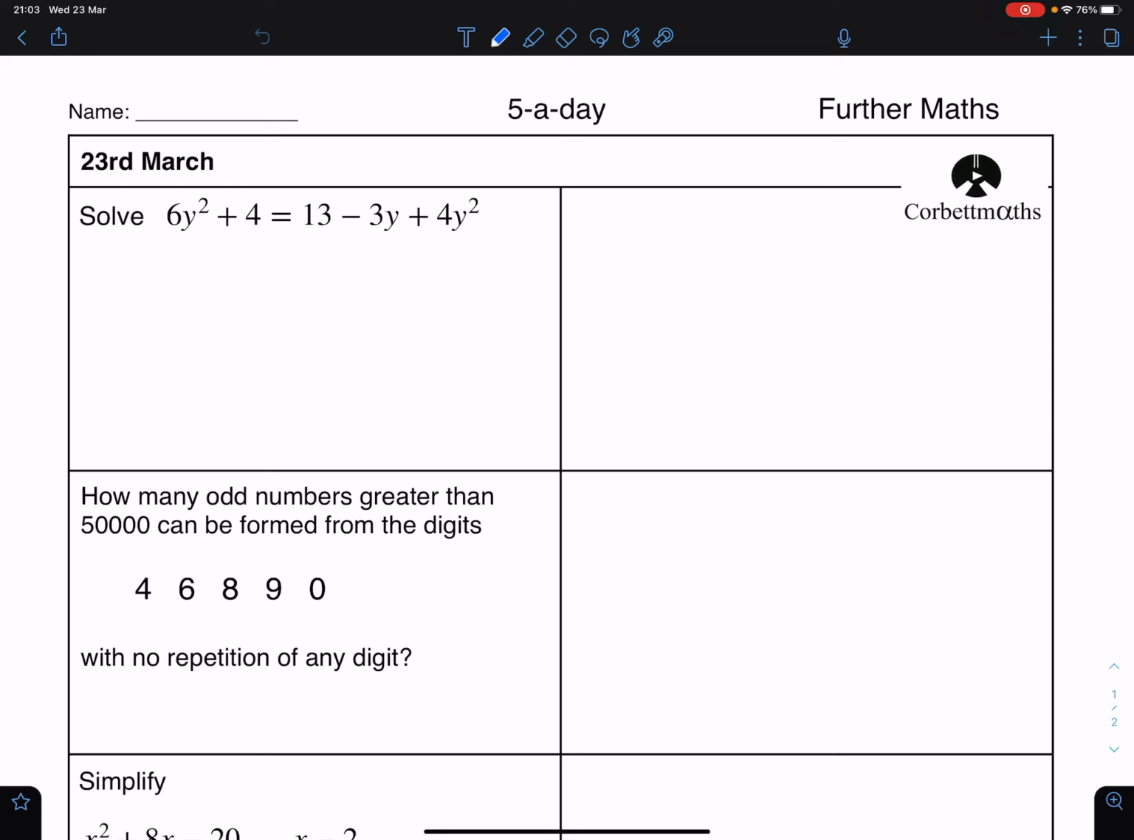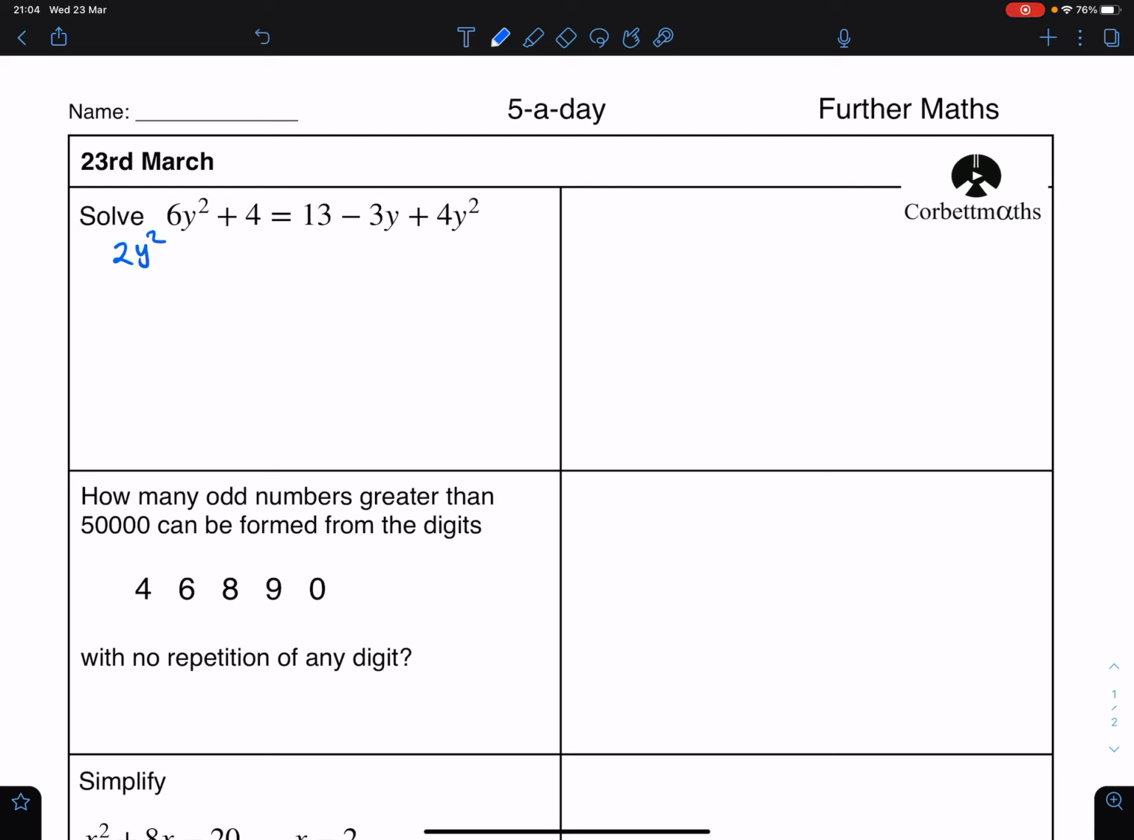So the first question says to solve 6y squared plus 4 equals 13 minus 3y plus 4y squared. So I can see this is a quadratic because of the y squared. So the first thing that I'm going to do is make it equal to 0. So if I take away 4y squared from both sides, I get 6y squared take away 4y squared is 2y squared.